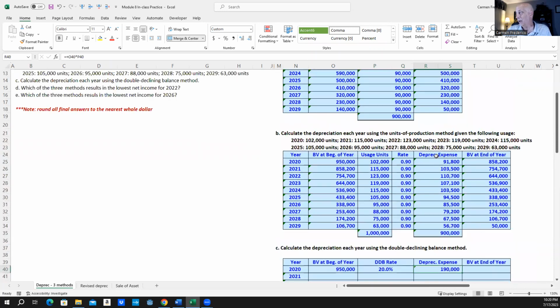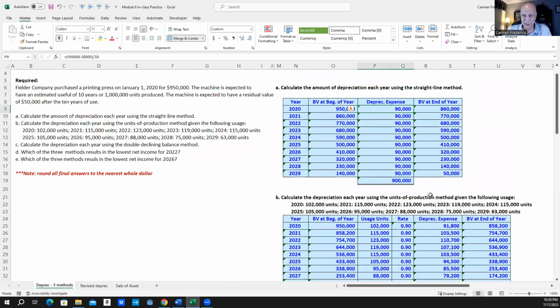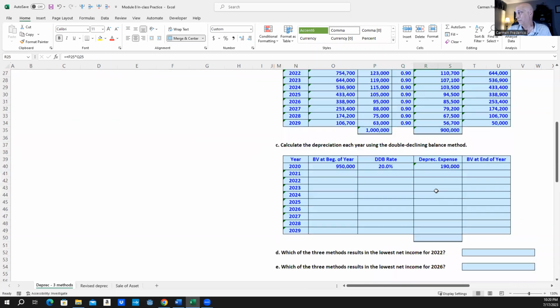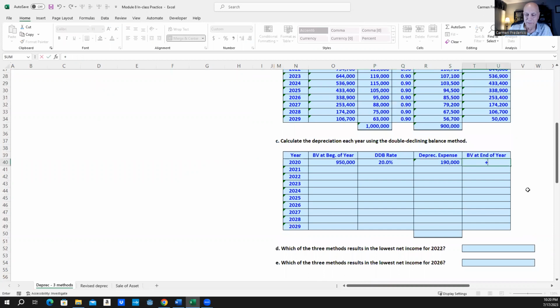$190,000. That is a lot more than 90, more than double, okay? And it's more than the units of production. So the ending book value is going to be the beginning book value, what you capitalize, minus the depreciation, 190,000. Now you have $760,000 as your ending book value.